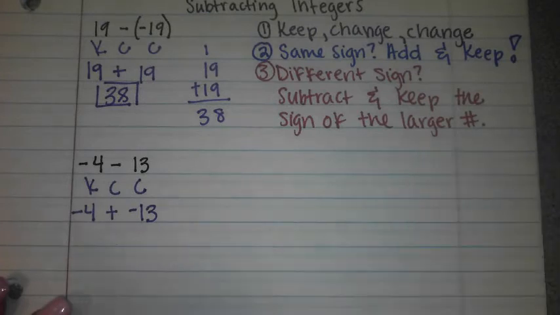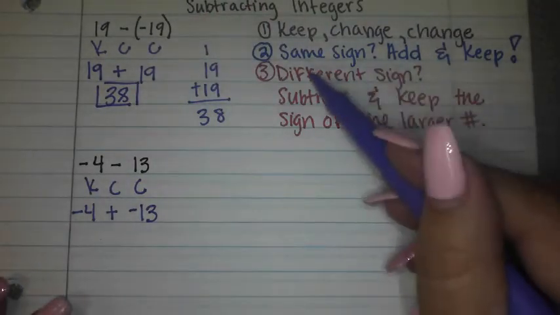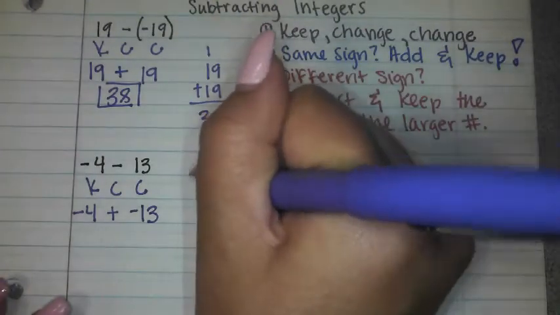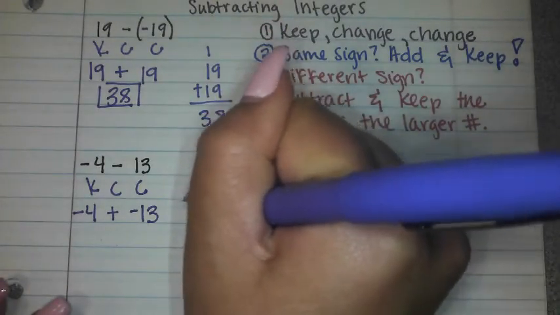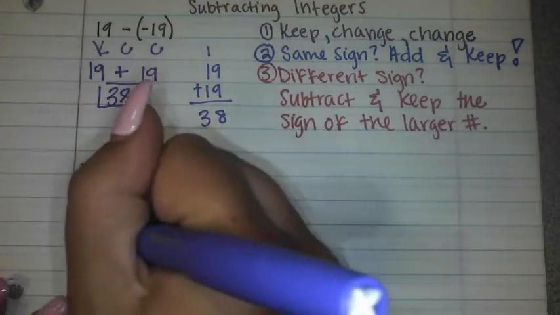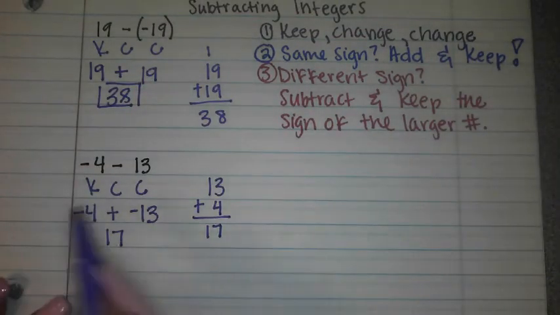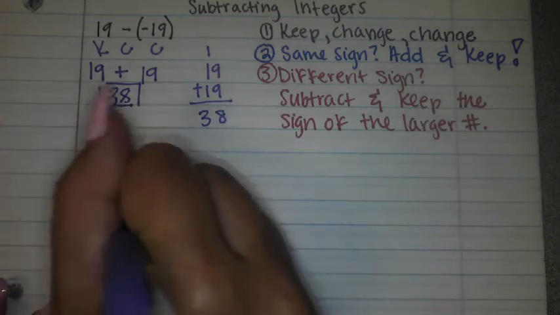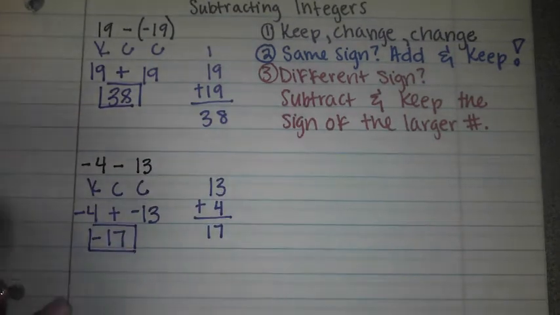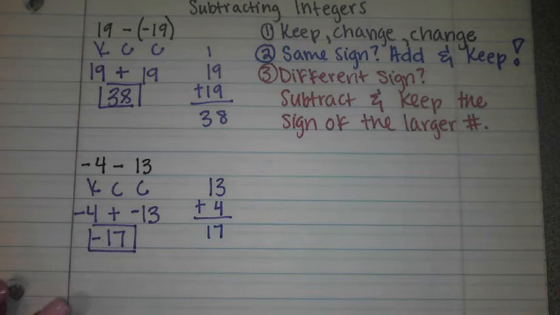We're going to follow our rules again. Are the signs the same or different? They're both negative, so that means they're the same, and I'm going to add. So I'm going to do 13 plus 4. That gets me 17. It says add and keep, so I'm going to keep the sign. They're both negative, so my answer is negative 17.